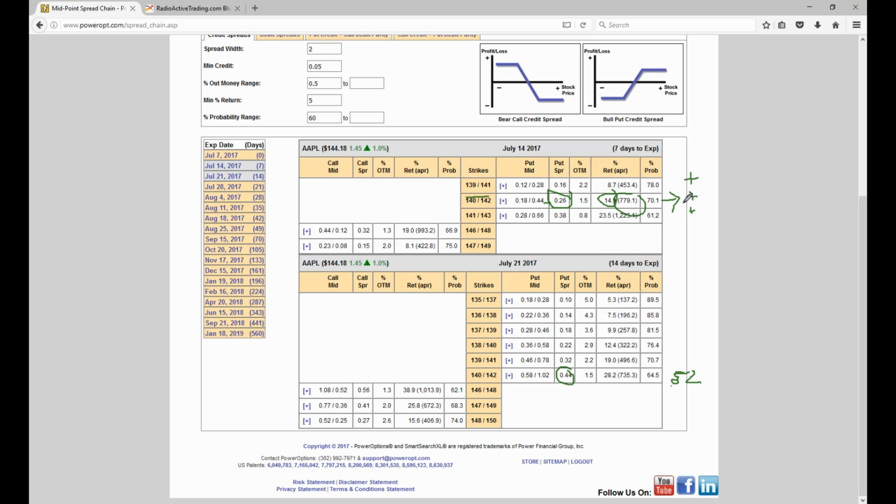Okay, I could go to 1-point spreads and you'd see a similar ratio. I could go to 5-point spreads. You'd see a similar ratio. Naturally, the spreads that are closer and have shorter expirations are going to have a higher annualized return. It works with any option strategy. You're looking at covered calls.